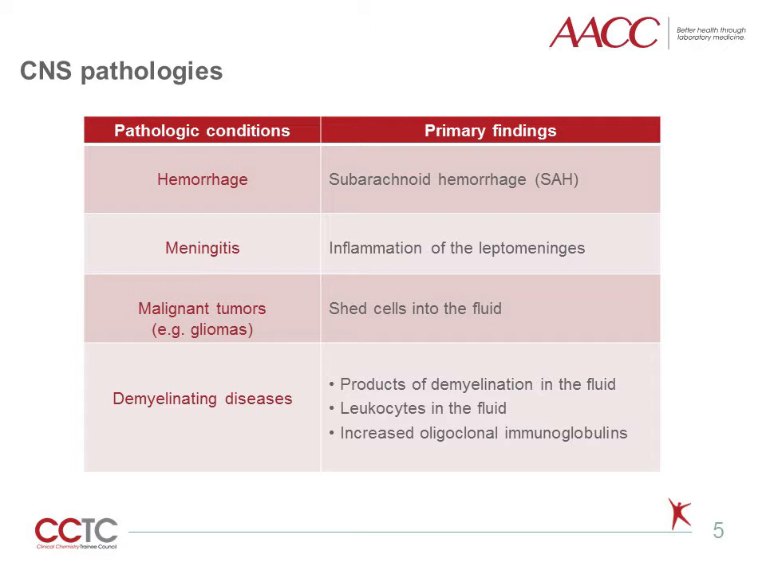Primary tumors, such as gliomas, may spread along the subarachnoid space. Demyelinating diseases may produce CSF abnormalities by several mechanisms. Products of demyelination may be present in the fluid. Leukocytes from lesional tissue may be present in the fluid. Increased oligoclonal immunoglobulins produced by the site of lesional tissue may be washed into the fluid.